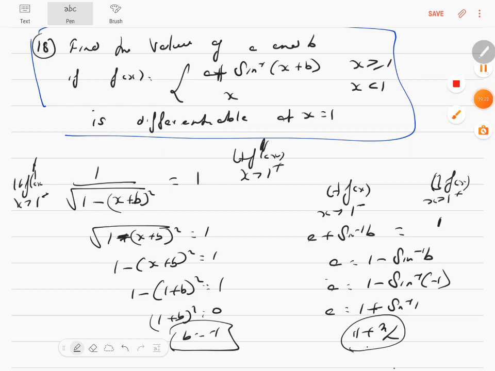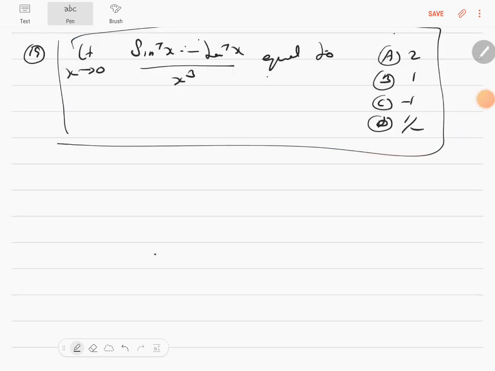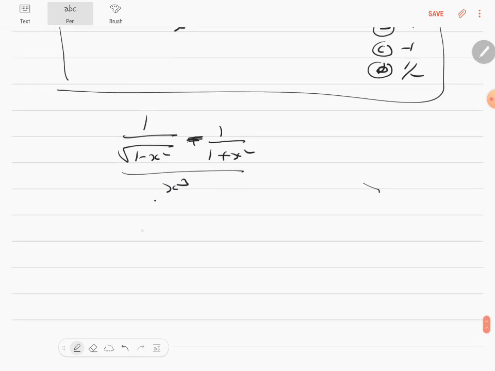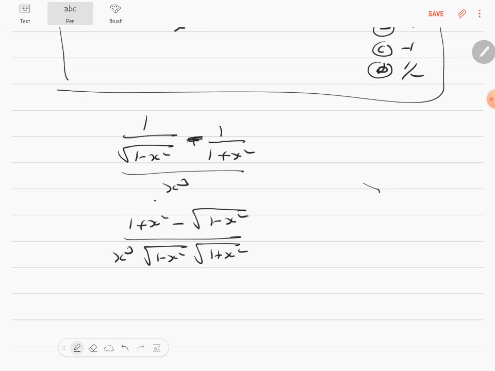So a is necessarily 1 plus pi by 2, because you can't assume, they ask you differentiability, you should also parallelly do continuity. So the moment you see this, you know that's 0 by 0 format, so it's extending to 0, you can do L'Hopital rule. So it's 1 by root of 1 minus x square plus 1 by minus 1 by 1 plus x square by x cube. So you can take an LCM. So it will be root of x cube can come here, root of 1 minus x square into root of 1 plus x square. So this will be 1 plus x square minus root of 1 minus x square, and limit x tends to 0.